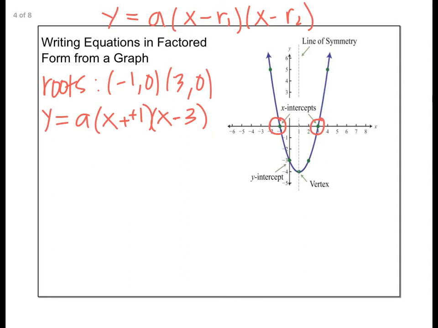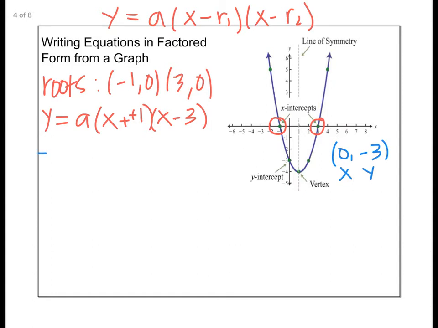And now I just have to solve for my a value, and this is going to be similar to how we solve for the a value in vertex form. I have to plug another point in. So let's use the y-intercept, which is 0, -3, and I'm going to plug in 0 for x and -3 for y to help me figure out what a is.